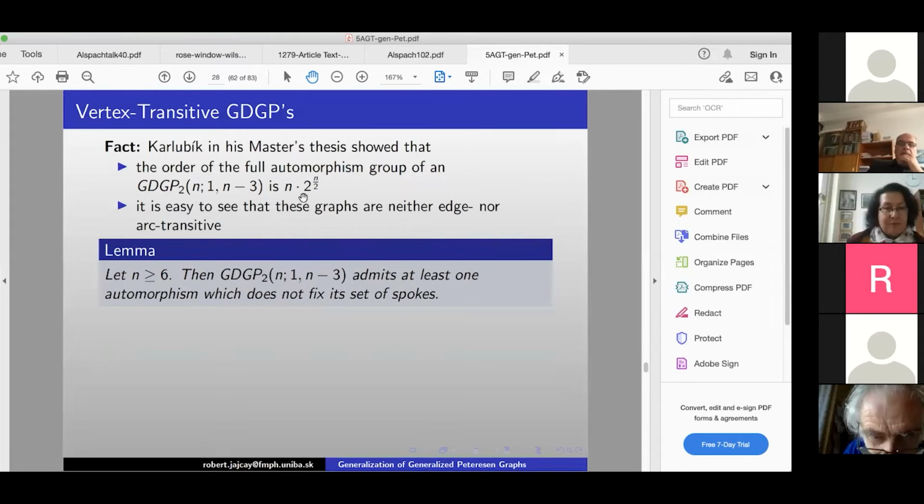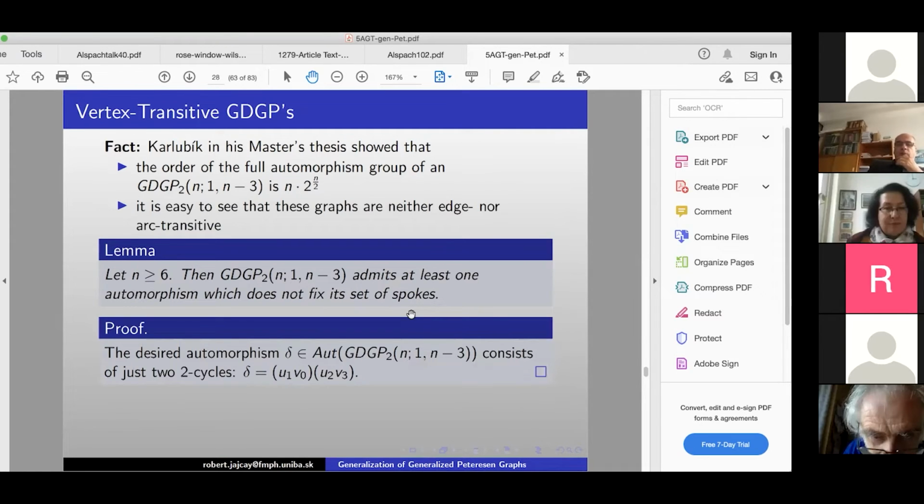And there is an additional lemma based on his observations, but it's proved that if you take a graph with a group of size 2 and 1 and n minus 3, that's the family we already saw. It admits at least one automorphism which doesn't fit its set of spokes. So you can have an automorphism that mixes the spokes with the outside or inside edges. Okay.